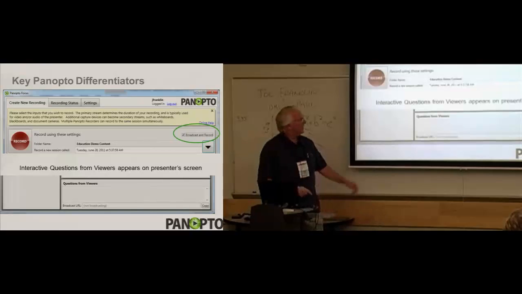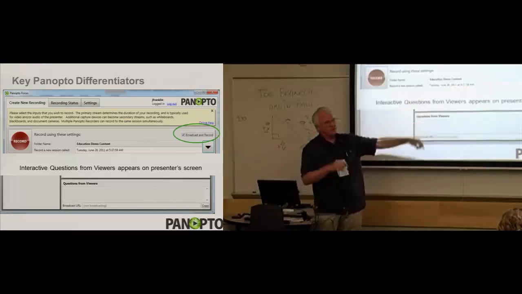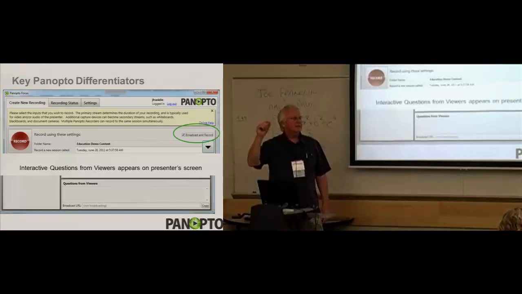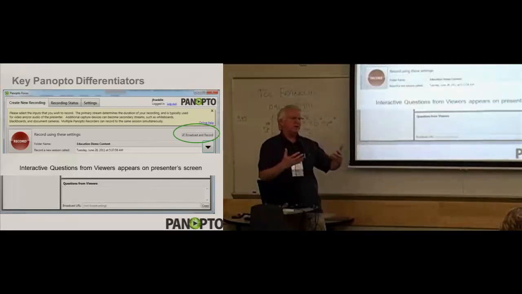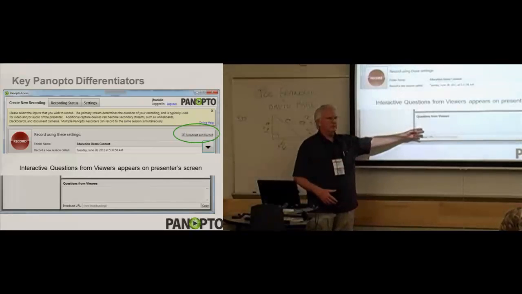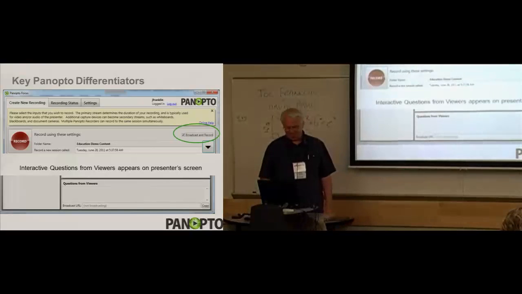And so here's the little box on the recorder that I showed you earlier. You just click that box, and that's how you broadcast live. When you do click that box, then the presenter gets a box down here on their screen that will take questions from the people remotely. So you as the remote viewer get a question box, and then the questions show up here for the presenter.